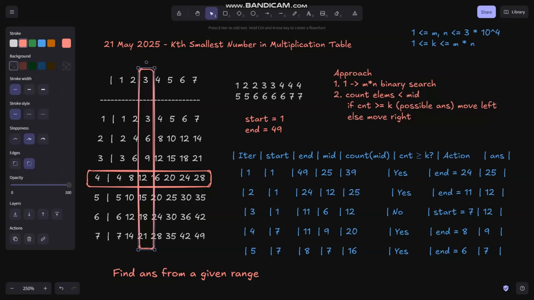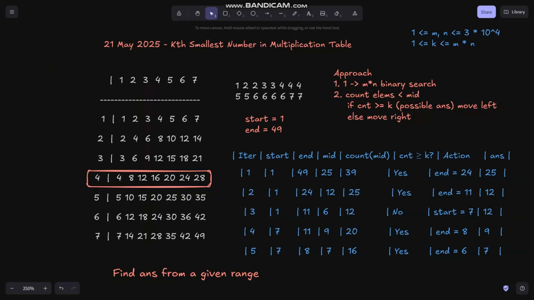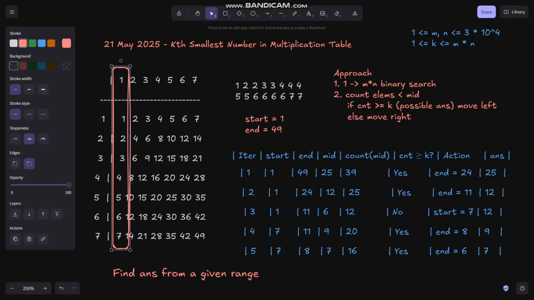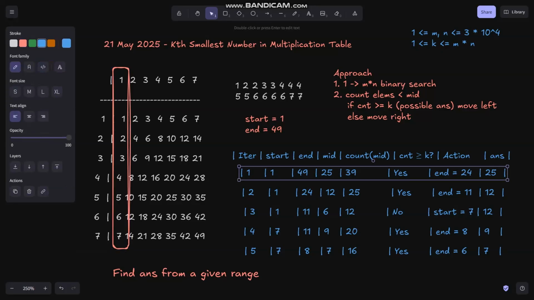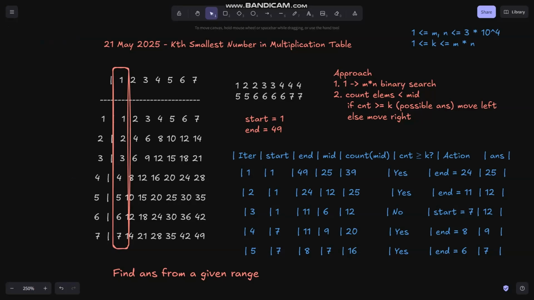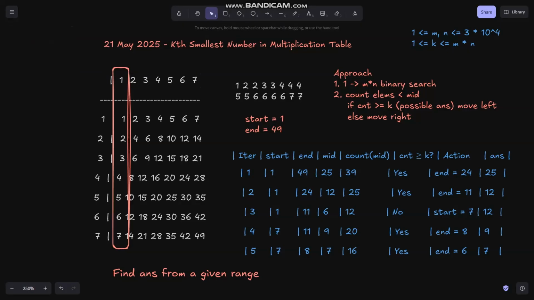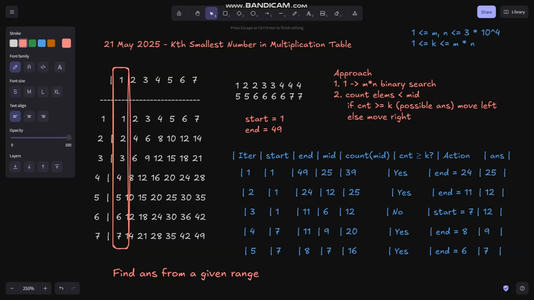For this we have to consider the characteristic, or you can say property, of this multiplication table. For example, how do you determine how many elements are less than mid in this entire column just by looking at its index? Can you determine it? Suppose in our first case the mid is 25. How can you determine how many elements would be less than 25 in this first column? You can determine it based on this value 1. All you have to do is divide 25 by 1. So what you get? You get 25.